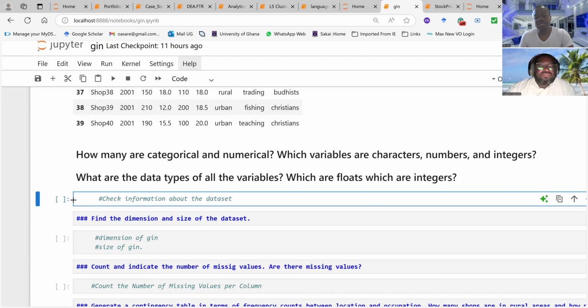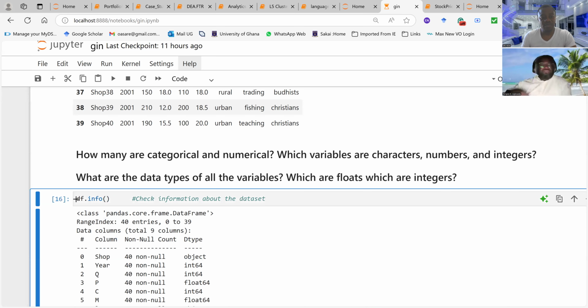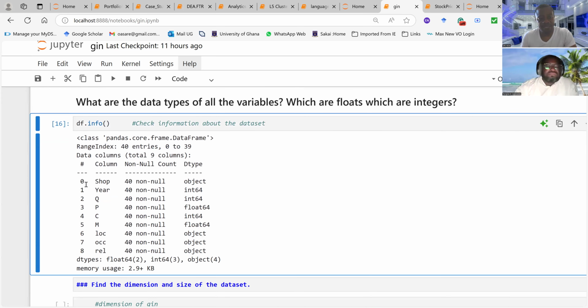What command will you put there to check the information about the entire data set? What command? Who knows? Okay, you type df.info, and then you put brackets. And that's it. Once you run this, it will give you the information about everything.